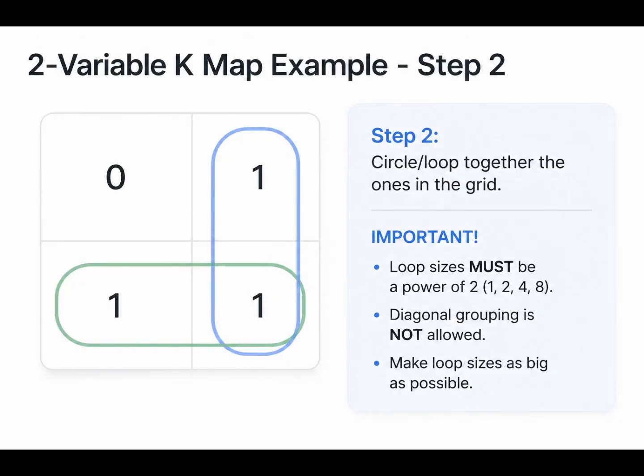We draw loops around the ones in our grid, but there are strict rules. Loops must be a power of 2 in size. You cannot loop diagonally, and you must make the loops as large as possible. Here, we need 2 separate loops to cover all our ones.